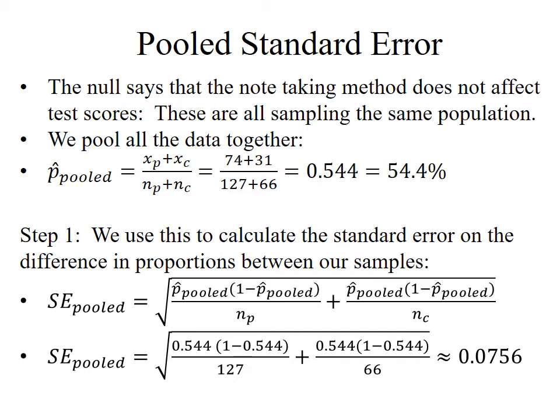Step one, we use this to calculate our standard error on the difference in proportions between our samples. So here's a great big equation which will do this. We put p-hat pooled, that 0.544, into there, and we divide by the different sample sizes. So what do we got? We have the square root of 0.544 times 1 minus 0.544 divided by 127, plus 0.544 times 1 minus 0.544 divided by 66, the square root of that whole thing, and we have a standard error on the difference in these proportions of 0.0756, 7.5% standard error.